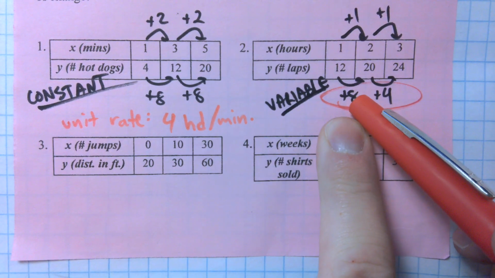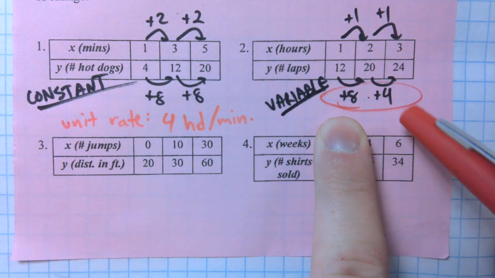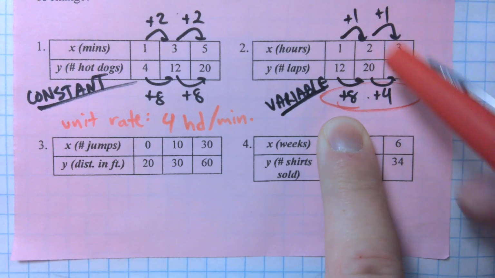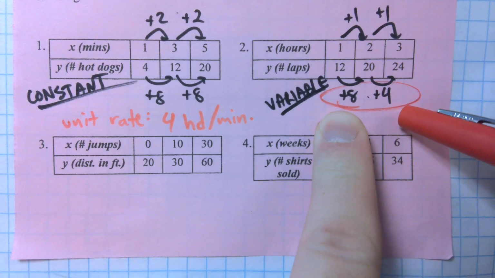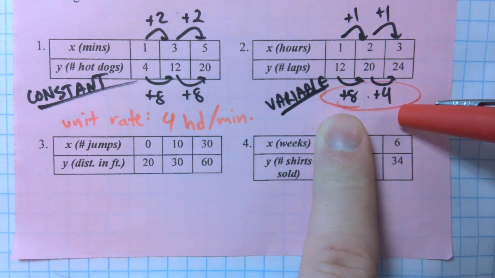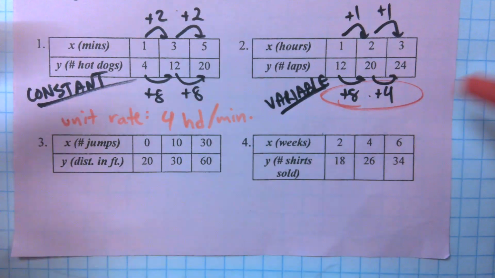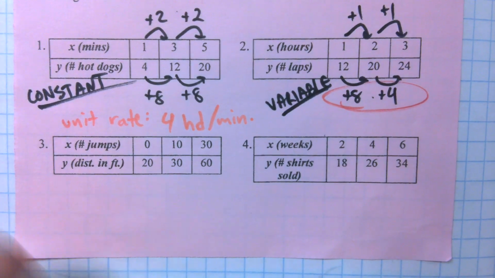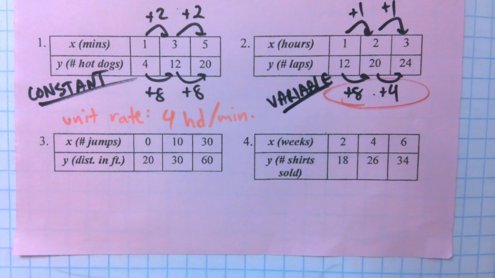So this person did 8 laps in 1 hour. Then they did 4 laps in 1 hour. They got much, much slower in that second hour, right? They are not moving at a constant rate. I cannot find a unit rate. They're not moving at a constant speed, so I can't find a unit rate.